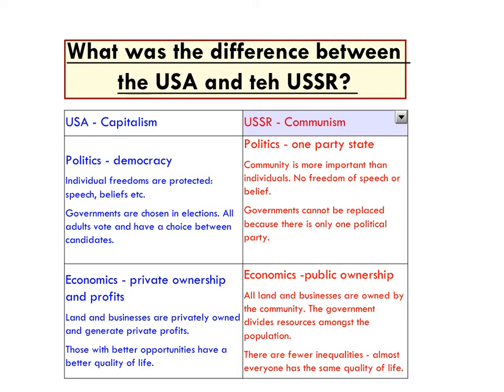This means that there are far fewer inequalities. However, it also means that there tends to be less wealth to go around. So in a capitalist system, people generally make more profits, whereas in a communist system, there's less profit and there's less to be divided out. So there were fewer inequalities, but most people live in a worse quality of life than they do in a capitalist country.